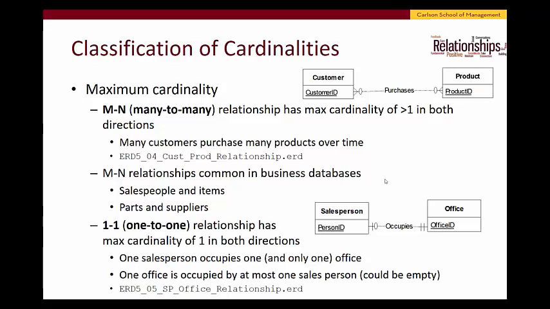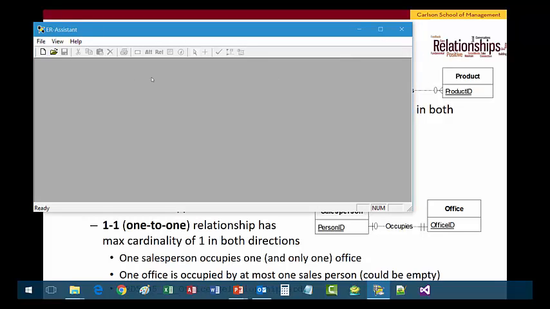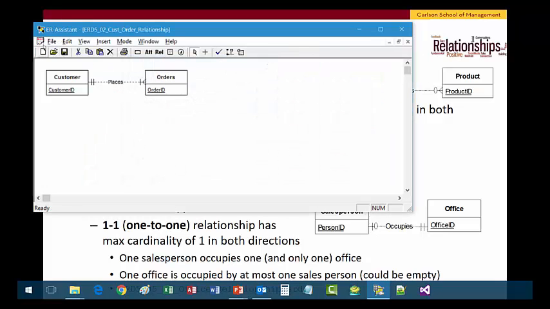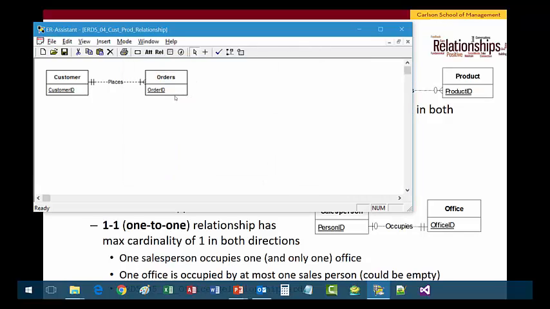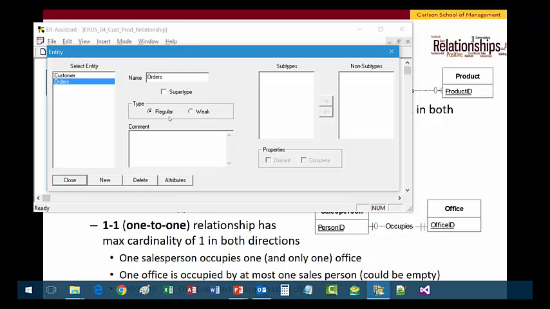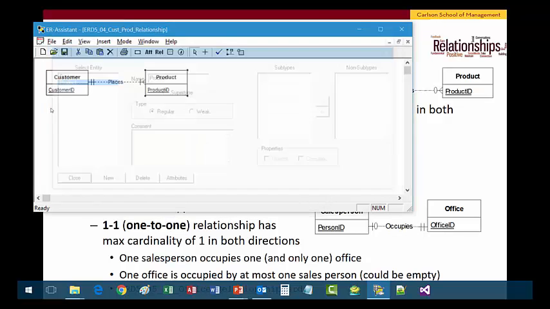We'll reopen ERD2 if necessary, by closing the 3 and opening 2 and saving as 4. The 4 is going to describe the relationship between the customer and product, as abbreviated by PROD. Here we're going to replace the orders entity with product, which is also a regular entity, and it has a product ID primary key, as we know from before.